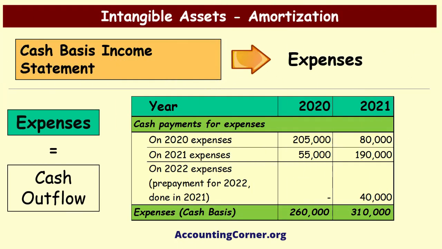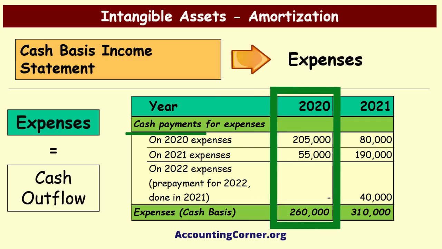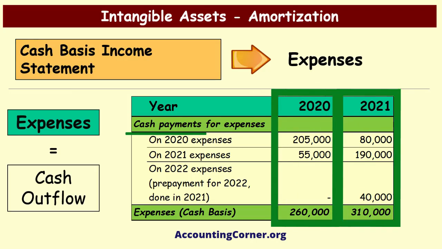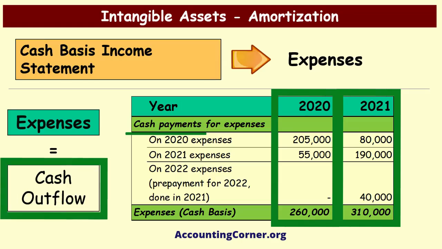Here we can see how expenses are calculated under the cash basis. Only amounts actually paid during the year are included into expenses for that year. Earlier or later payments made within other years are not included into the current year expenses. This clearly illustrates that under the cash basis, expenses reflect the actual cash outflows, including prepayments for future periods.